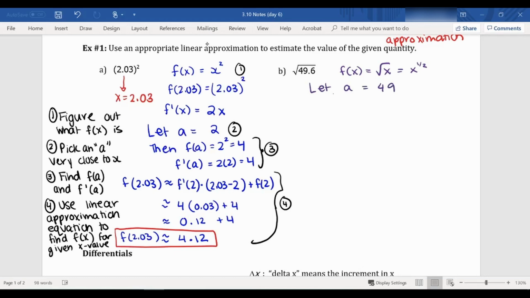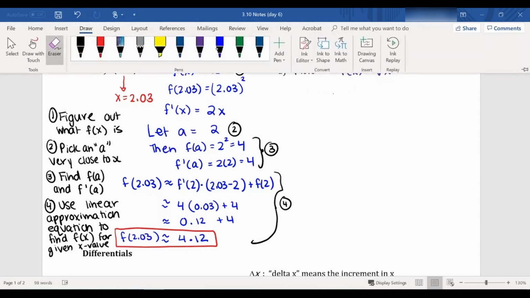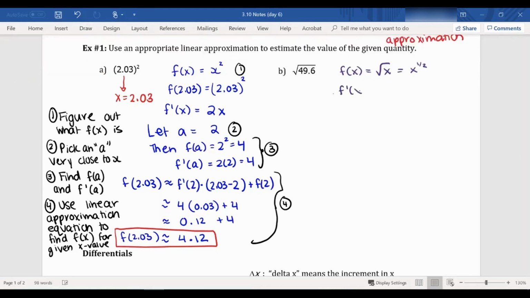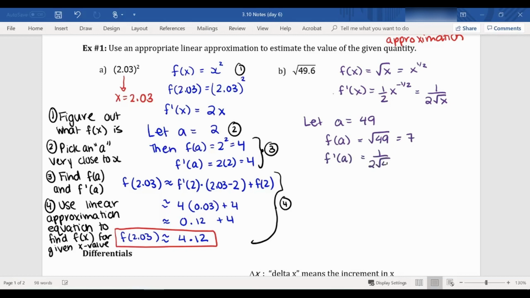Okay. I also need to find f of a and f prime of a. So actually, before I do this, let's find f prime of x. It'll make it easier when we get to doing f prime of a. So our f prime of x would be 1/2 x to the negative 1/2, or 1 over 2 root x. So now I'm going to say let a equal 49. That's something very close to our x that I can actually square root. So f of a is going to be root 49, or 7. F prime of a is going to be 1 over 2 root 49, or 1 over 14.